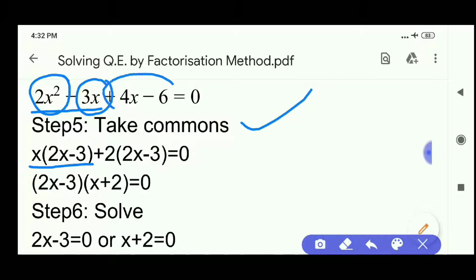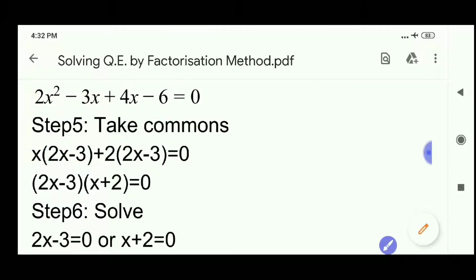Now come to the other two terms. Here observe. What is your observation? We can take 2 as common. So plus 2 into again 2x minus 3. Now 2x minus 3 is appearing 2 times. So we can take 2x minus 3 as common. Now here x is the remaining term and here 2 is the remaining term. So it was factorized as 2x minus 3 into x plus 2 is equal to 0.